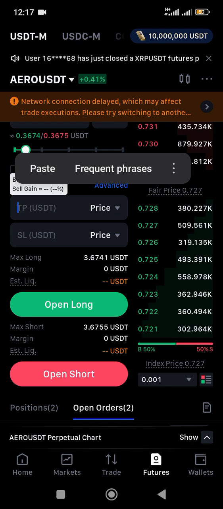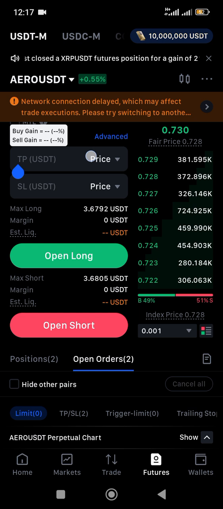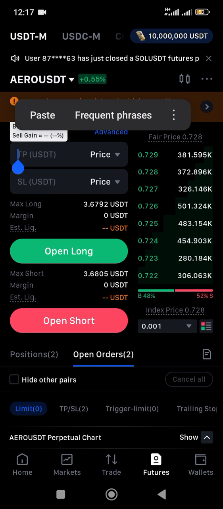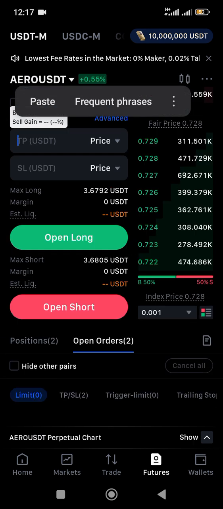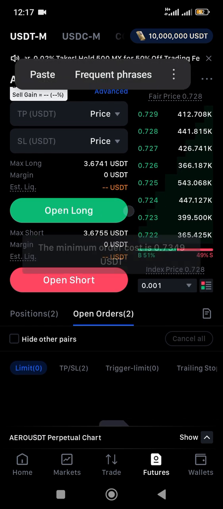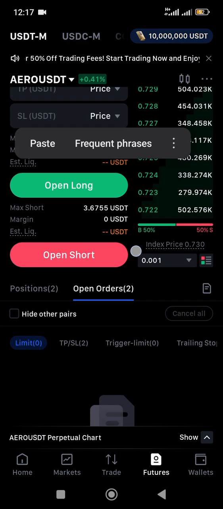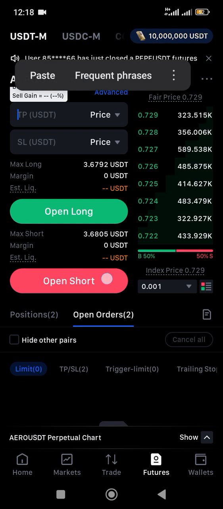All right, after you have inputted your TP and your SL, the next thing you are going to do is execute the order. You see open here, either you are opening a long, you are taking long, the green bar is your long, while the red is short. So open long, open short.